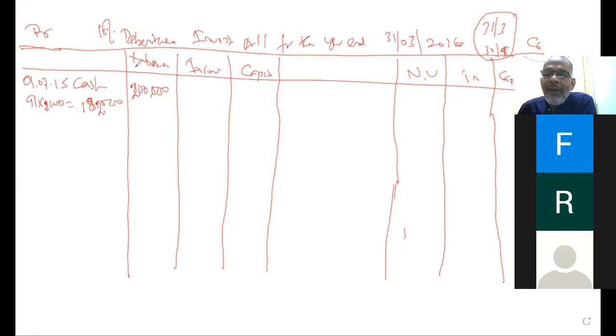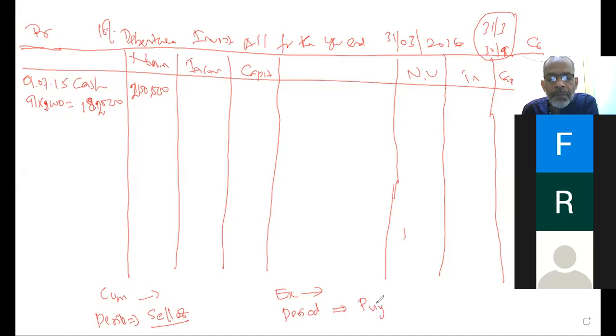After July, our year, look at here. On 1st July, we have to look at what method we are applying, cum or ex. Ex dividend method. I will explain for your easy reference. When you talk about the cum dividend, we have to find out the period for the interest calculation. Whose period? Seller. Under the ex method, the interest period would be calculated for whom? Buyer period, or you can say new owner.